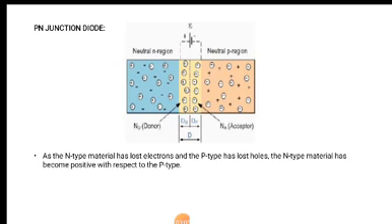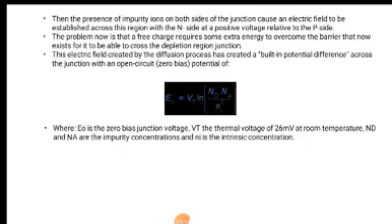As the N-type material has lost electrons and the P-type has lost holes, the N-type material becomes positive with respect to the P-type. Here you can see the impurity atoms which have been added to the junction, and the free charge electrons gain some extra energy to overcome the barrier from the depletion region. For this, we have a diffusion process that creates a built-in potential difference, which at open circuit we call the zero bias potential.